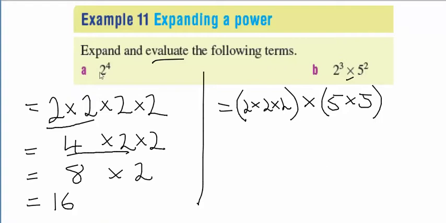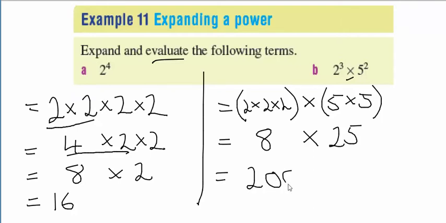So write it in an expanded form first. That's what I've done each time. Now I can do it. So 2 times 2, I won't do this in parts like I have here. 2 times 2 is 4, times 2 is 8, multiplied by, I can get rid of the brackets now because it's just one number, 5 times 5, which is 25. 8 times 25, well I know 4 times 25 is 100, so double that. 8 times 25 must be 200.